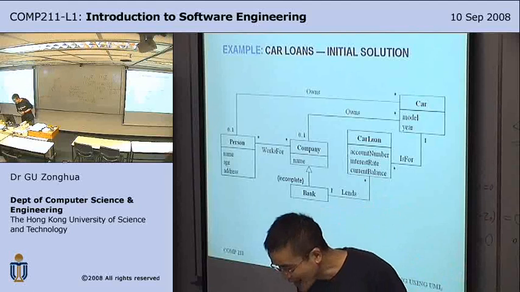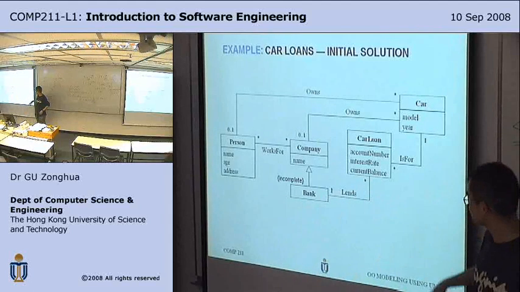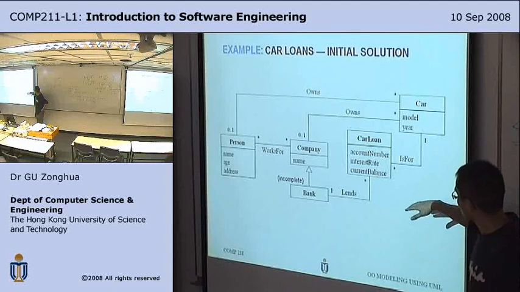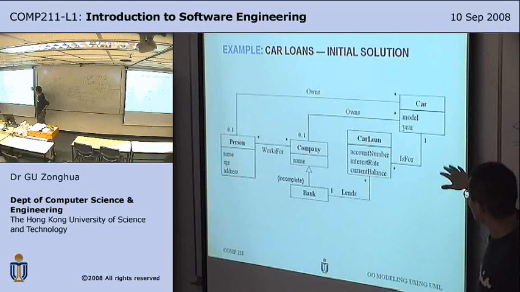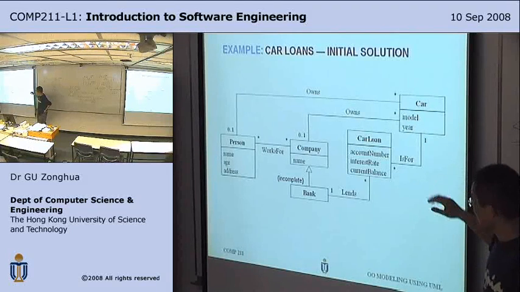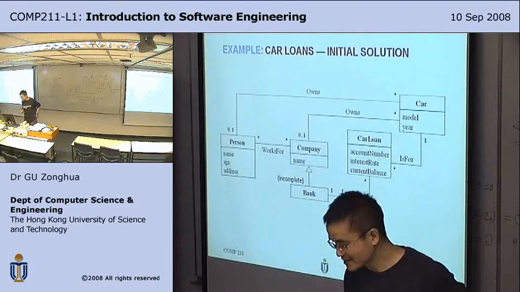So a bank can lend one or more car loans, and a car may have several car loans associated with it.